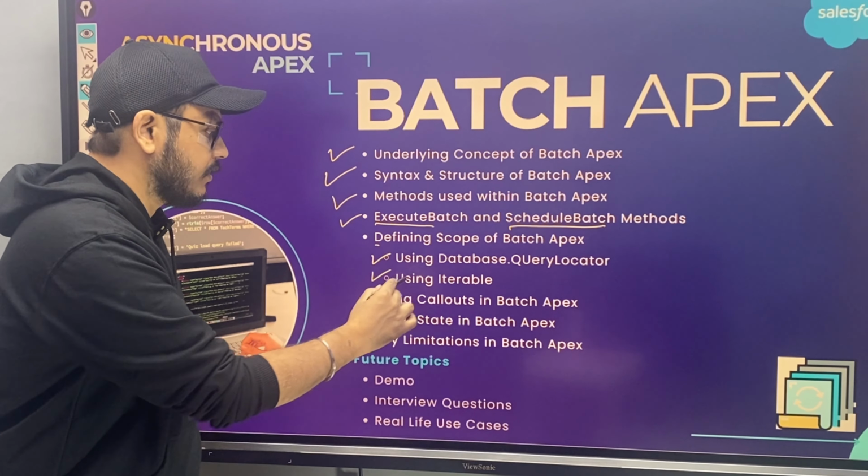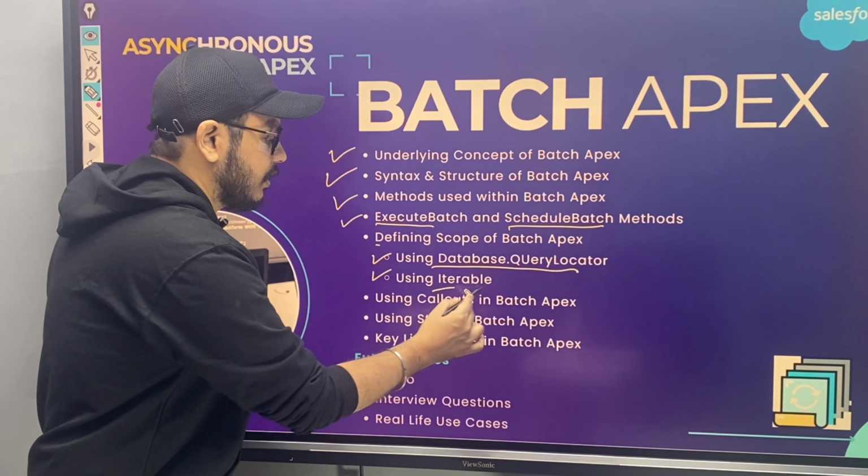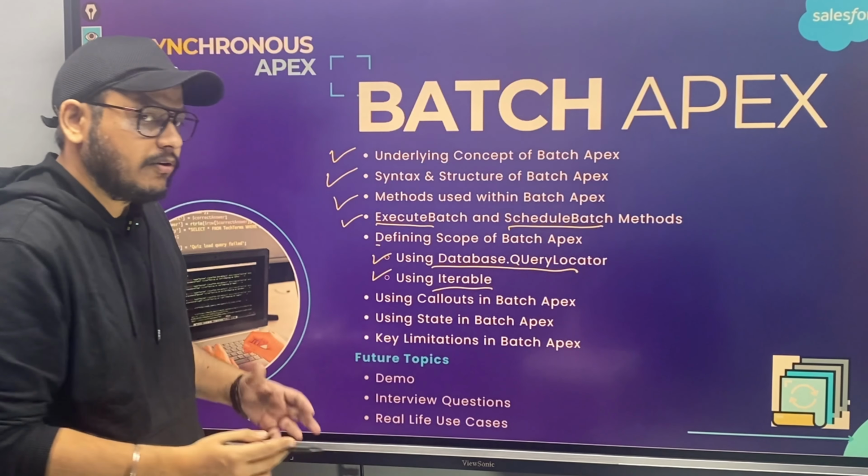We will try and understand defining the scope of batch apex. There are two ways of doing that. One is using Database.QueryLocator. The other one is Iterable. We'll talk about both. We'll talk about how we use callouts in batch apex.